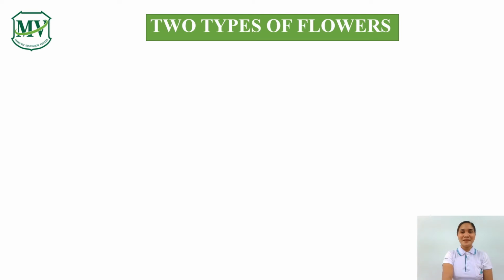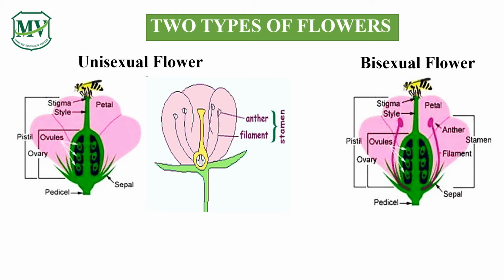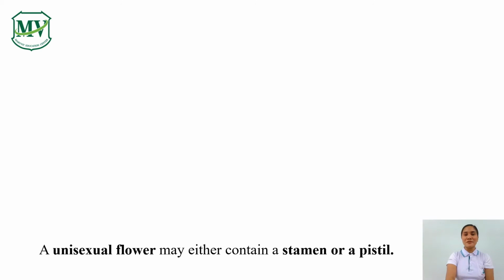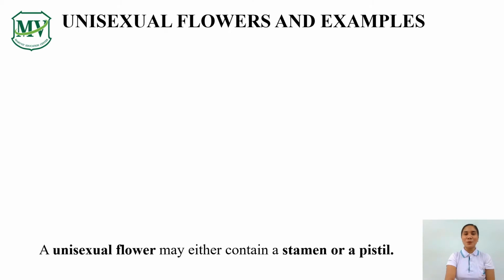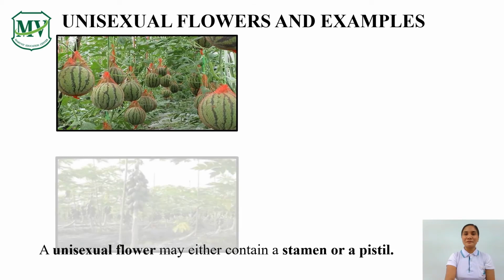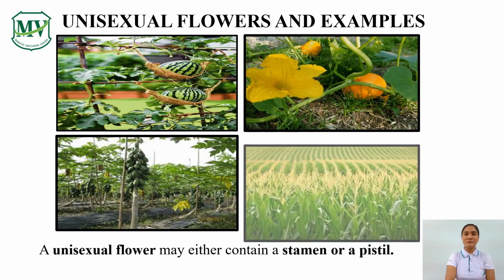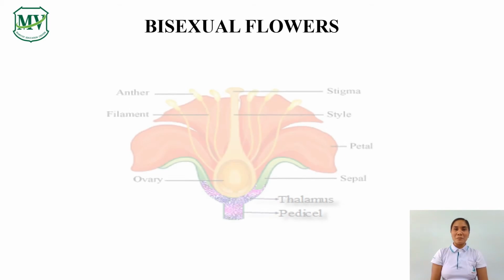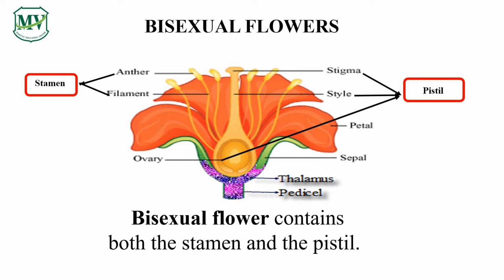There are two types of flowers. Do you know what they are? Amazing! The two types of flowers are unisexual and bisexual flowers. A unisexual flower may either contain a stamen, which is the male flower, or the pistil, which is the female flower. There are some examples of unisexual flowers. Can you give one? Great! Examples of unisexual flowers are watermelon, papaya, pumpkin, and corn. Bisexual flowers contain both the stamen, male flower, and the pistil, female flower.